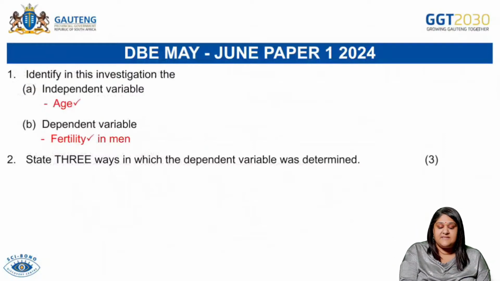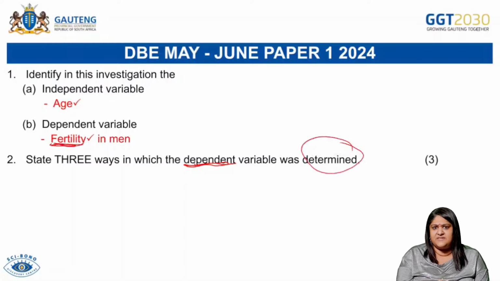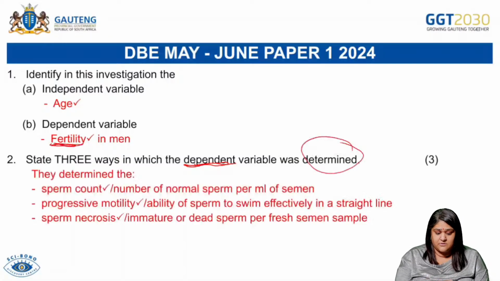Okay, state 3 ways in which the dependent variable was determined. So now they're saying, yes, you know the dependent variable is fertility. How do they determine the fertility? And it's got to do with the semen, okay? It's got to do with the sperm count. They determined the sperm count, the progressive motility, and the sperm necrosis. Okay, they took into account 3 things. The sperm count, and they explained it to you. You can even put the explanation there if you wanted to.